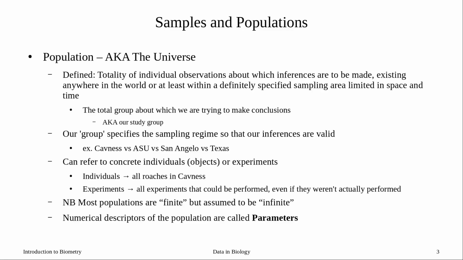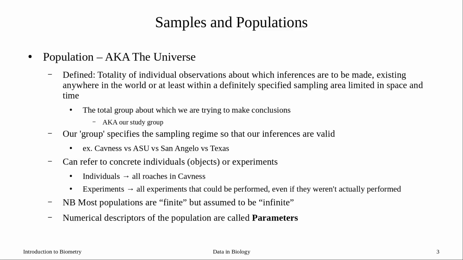So when we work with statistics, we've got two different groups: the sample and the population. We're going to start with the population, which is basically the universe. The textbook definition of the population is the totality of individual observations about which inferences are to be made, existing anywhere in the world, or at least within a definitely specified sampling area, limited in both space and time. This is basically the group that we are trying to draw conclusions about.